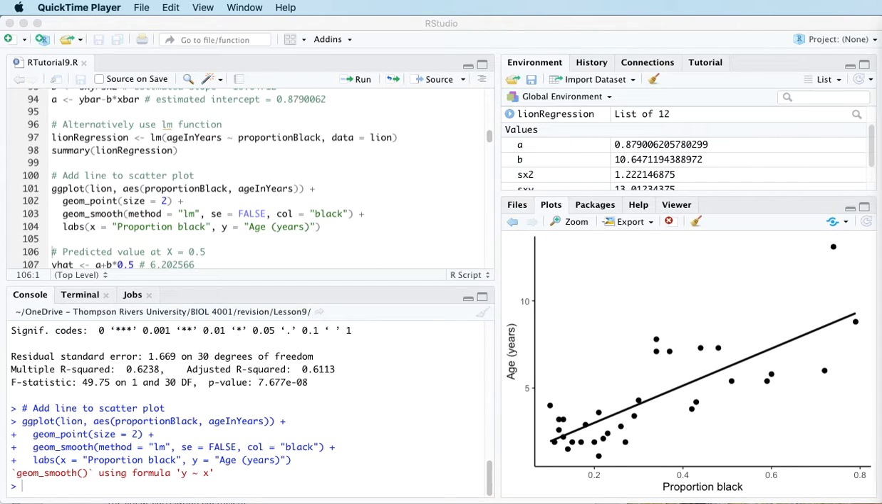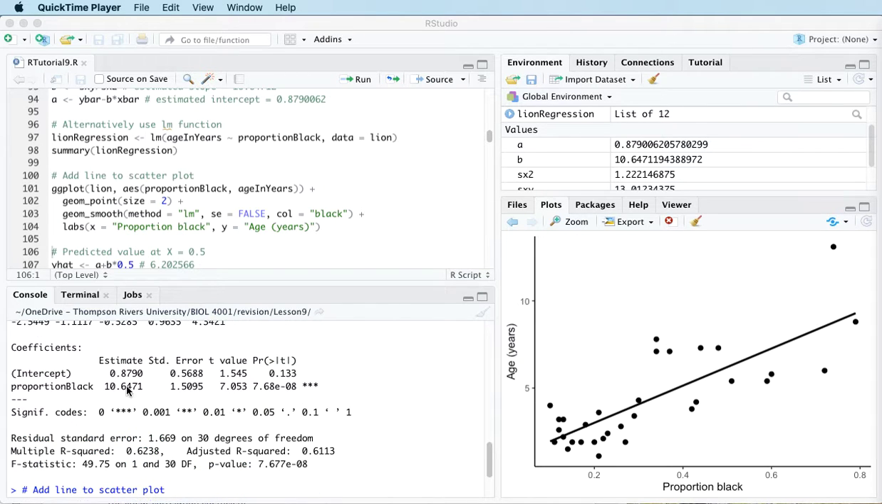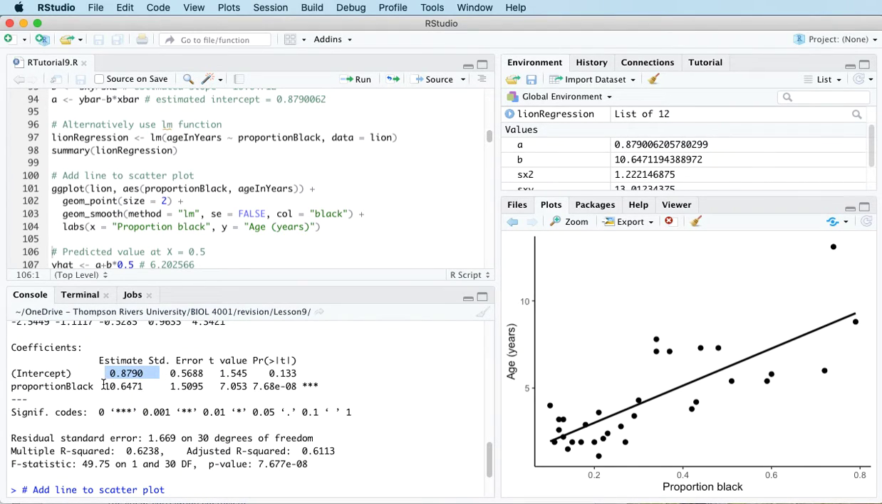In the last video, we introduced a simple linear regression model, and we used the example of a study of 32 male lions in Tanzania, and we established a linear relationship between the proportion of black pigmentation on the lion's nose and the age in years. And so just to remind you, we came up with an equation for this regression line here that had a y-intercept of 0.879 and a slope of 10.6471.